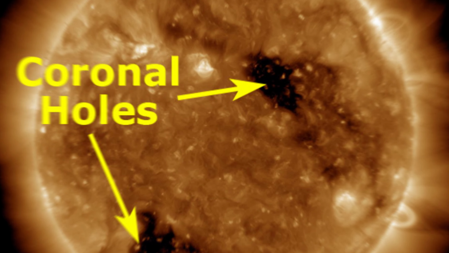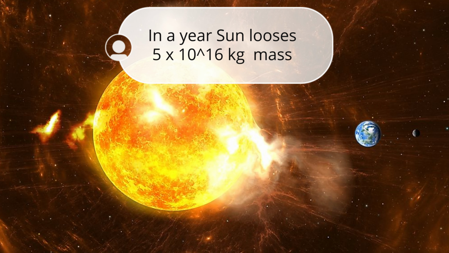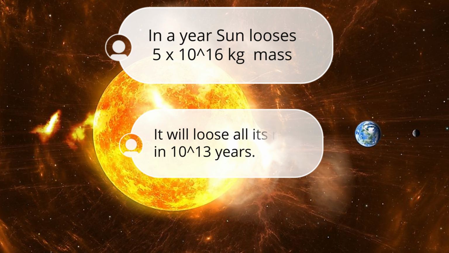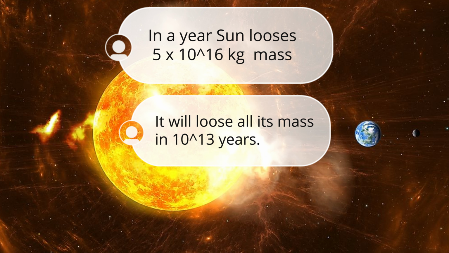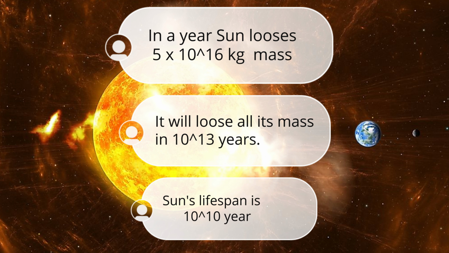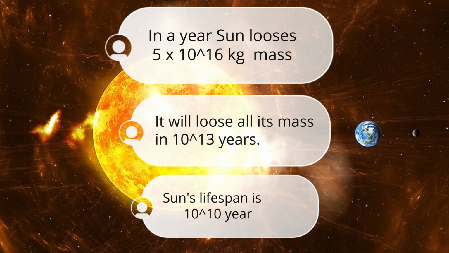Assuming that the mass loss is uniform in all directions, we can calculate that the Sun loses approximately 5 × 10^16 kg of mass per year, which is around 3 × 10^-14 of its total mass. At this rate, it would lose all its mass in 10^13 years, but that is about 1000 times longer than the predicted lifetime of the Sun, which is around 10^10 years. So it has a minimal effect on the evolution of the Sun.